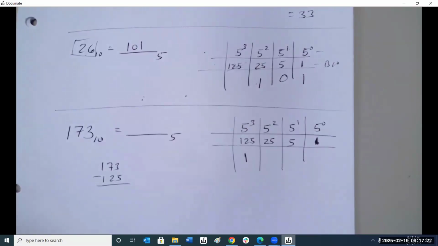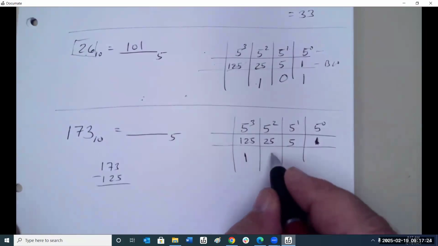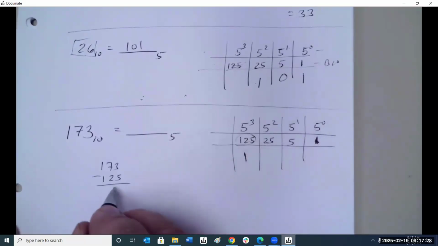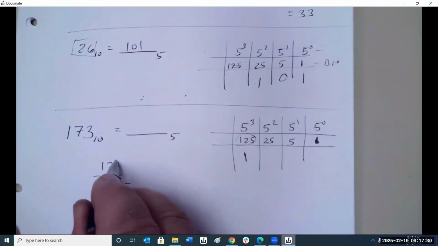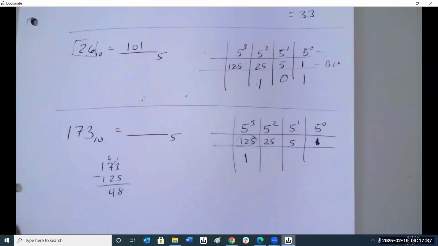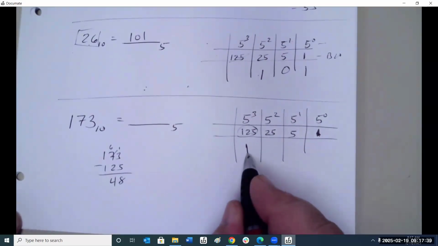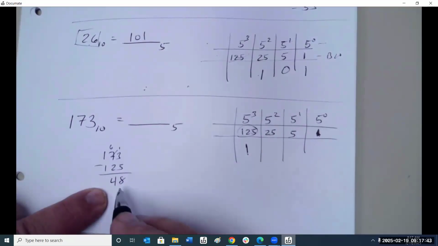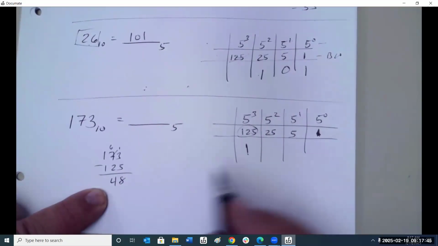But think about this. Well, let's just start with that. So use the largest number first. So we have now 48. Does 25 fit into 48? How many times? One time.